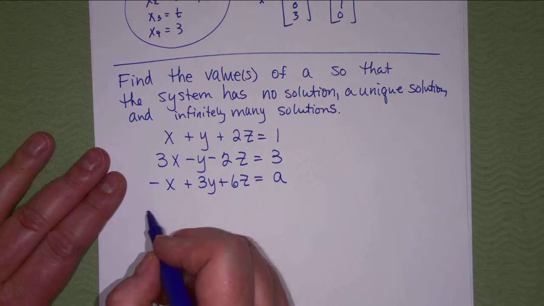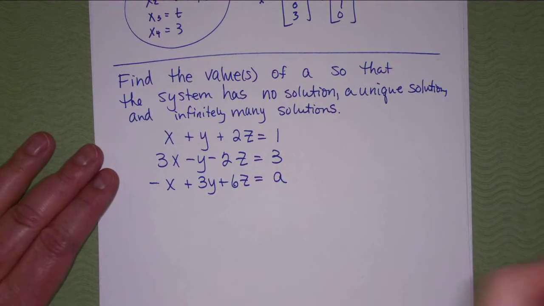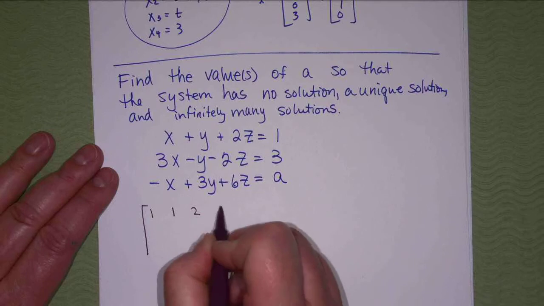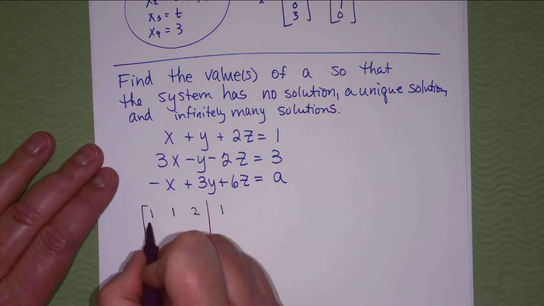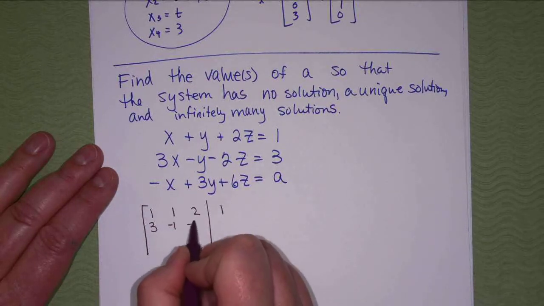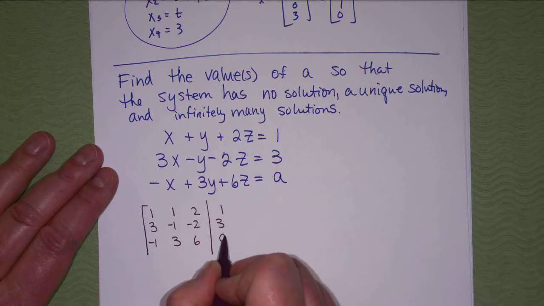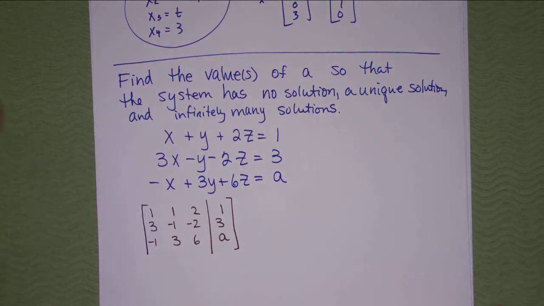So you would write your system. 1, 1, 2, 1. 3, minus 1, minus 2, 3, and put an A right in it. And then if you add rows that have A, if you add 3 plus A, then that would be 3 plus A. You just leave it like that. So we row reduce the exact same way.